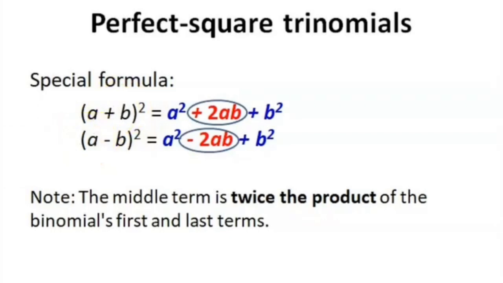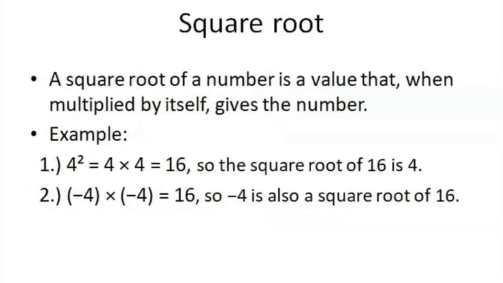Okay, before we proceed, let us first define what is a square root. A square root of a number is a value that, when multiplied by itself, gives the number. So I have here the example. 4 square. 4 square is equals to 4 times 4. Kumbaga, parang minultiply mo lang si 4 twice. So 4 times 4, the result is 16. So the square root of 16 is 4.